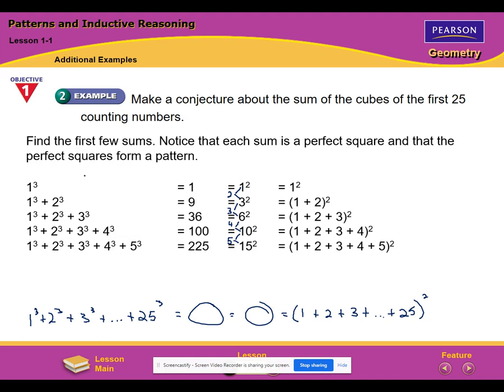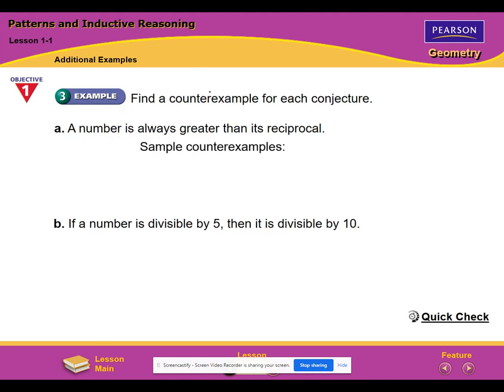And the last example then says to find a counterexample for each conjecture. How about this? A number is always greater than its reciprocal. Reciprocal, you might think of like flip the fraction, right? So the reciprocal of 5 over 2 is 2 over 5, that kind of thing. So what you're really supposed to do is think of a number that would prove this false, a number that isn't always greater than its reciprocal, okay? How about 1/2? 1/2 has a reciprocal of 2, and 1/2 is not greater than 2. 1/2 is a counterexample because it proves this statement false.